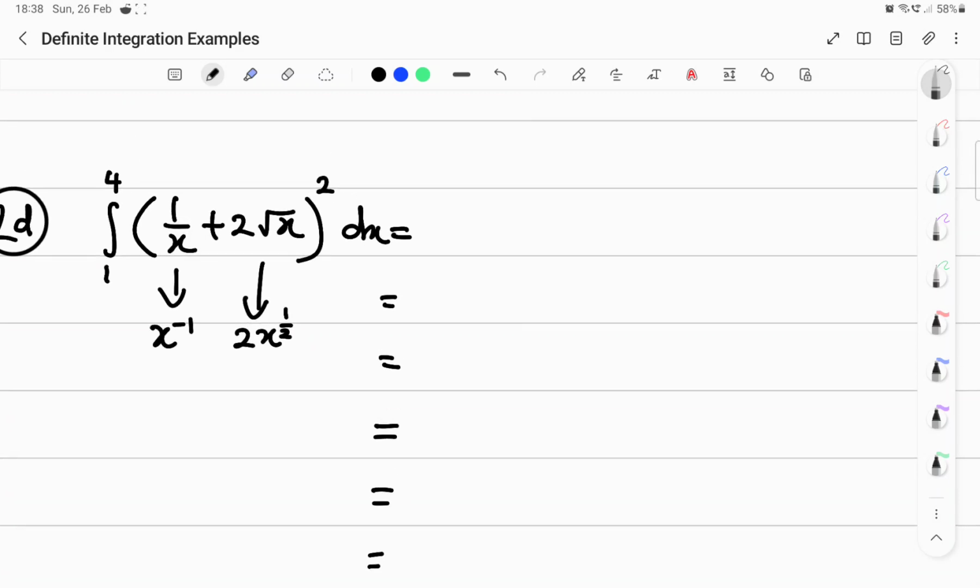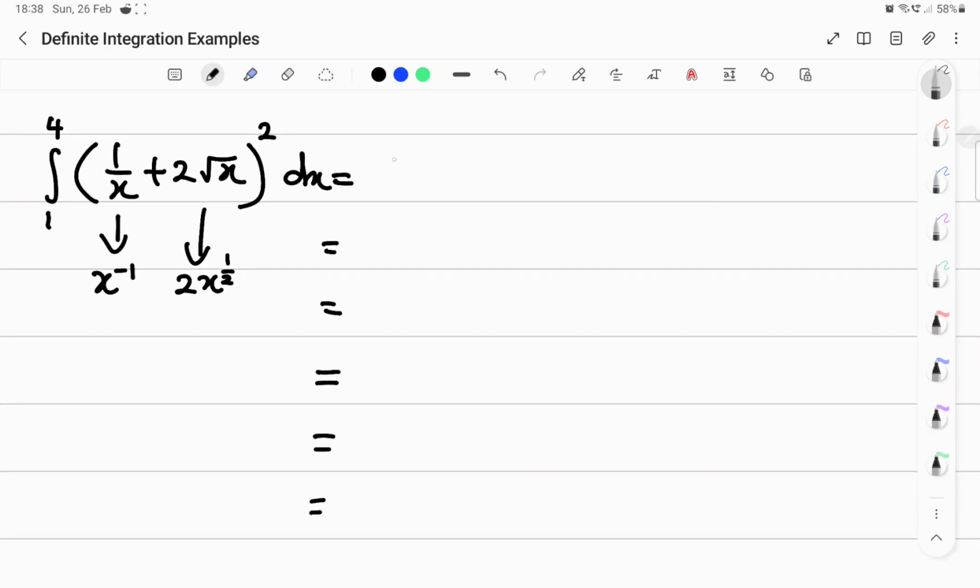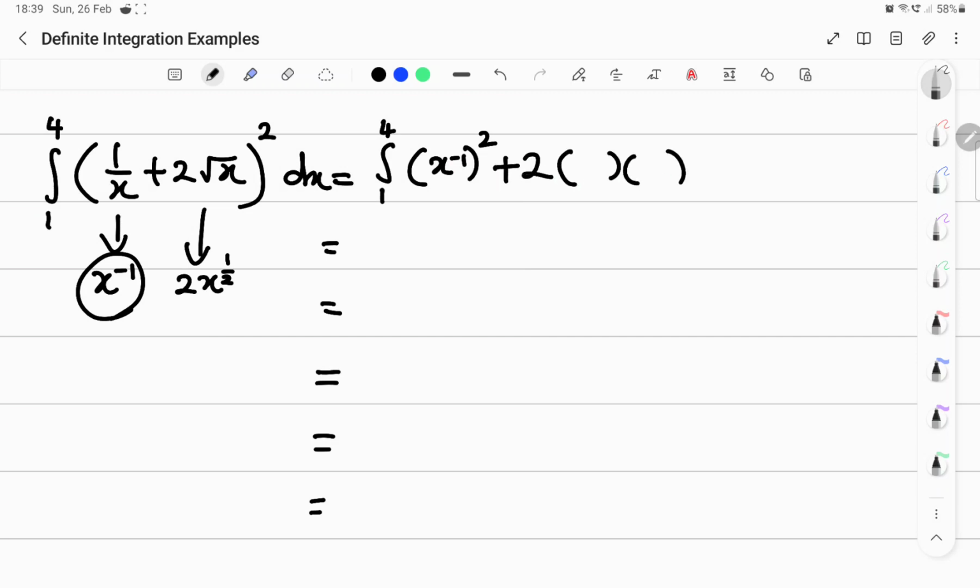Okay, so what we can do here, we square them, just like the previous example of C. So integrate from 1 to 4. How to expand the square of this one? So square the front. What is the front? The front is this one. So x power minus 1, plus double front and back.